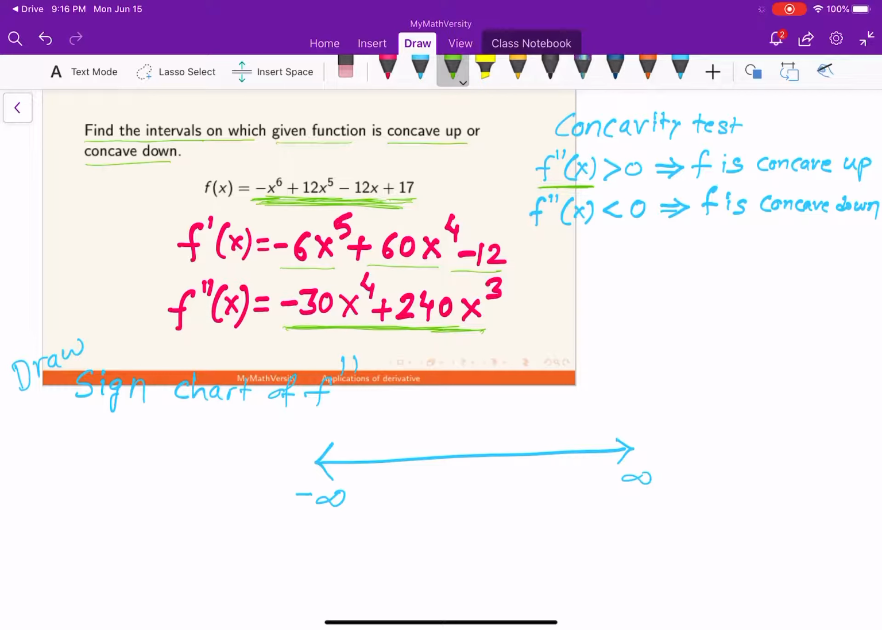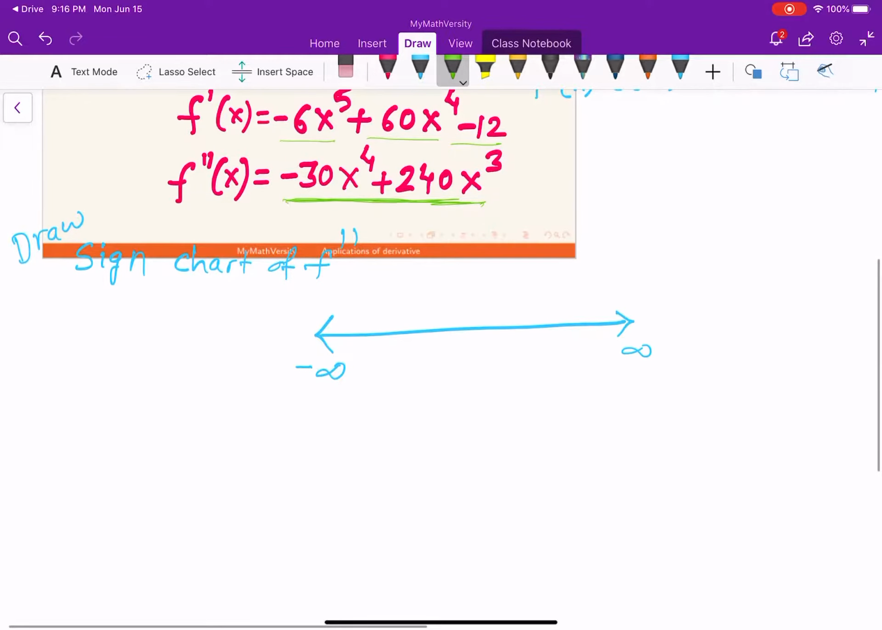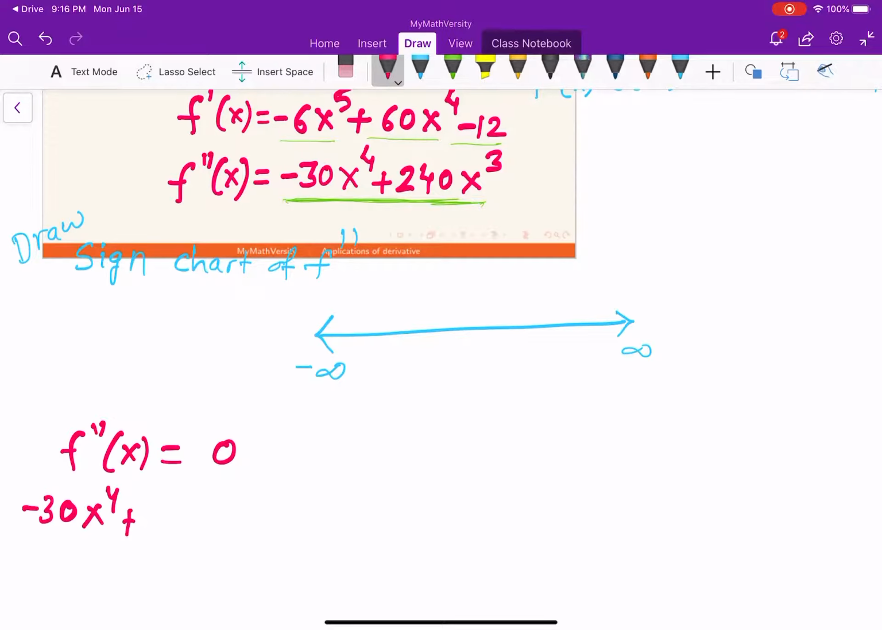Then what do you do? Well, there is another thing you need to check. You need to see where the second derivative is 0. So let me do some work over here to check where the second derivative of the function is 0. The second derivative is negative 30 times x to the power 4 plus 240 x cubed. Let's set that equal to 0 and then solve for x.